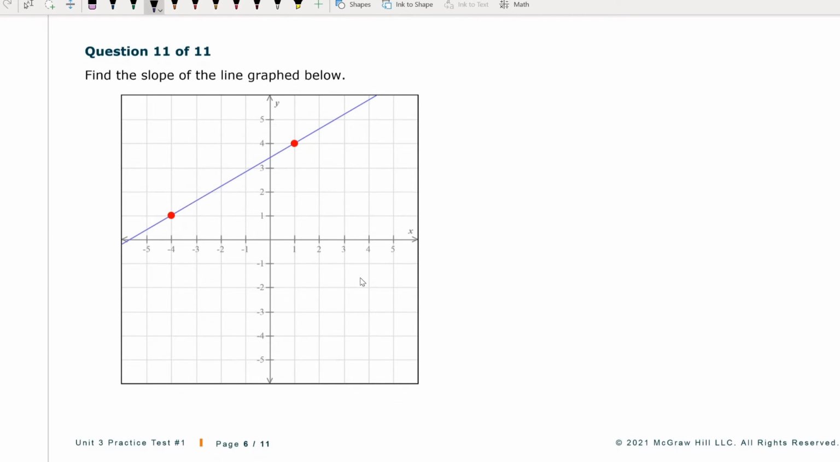Alright, we're heading to the last problem. Find the slope of the line. We just did this earlier to confirm that you understand the slope. Slope is rise over run, right? From one point to the other point, we go up 1, 2, 3. So up 3 is positive 3. And we run to the right 1, 2, 3, 4, 5. Positive 3 over positive 5, which is 3 over 5.